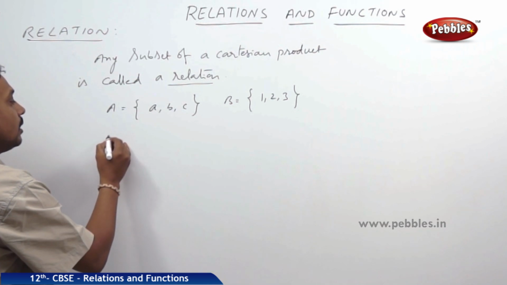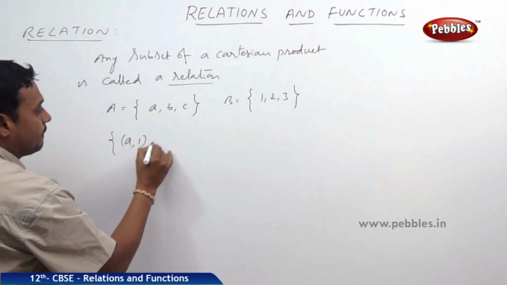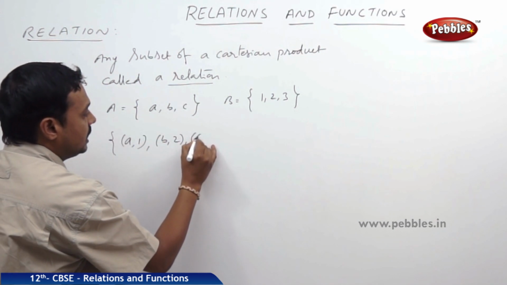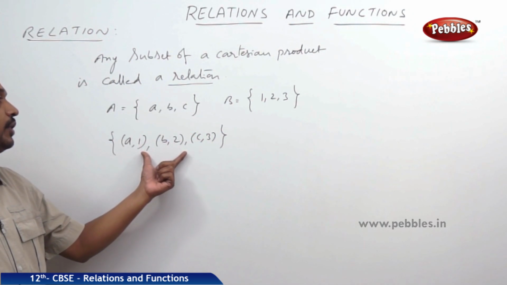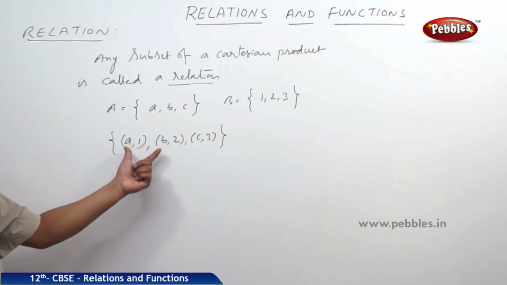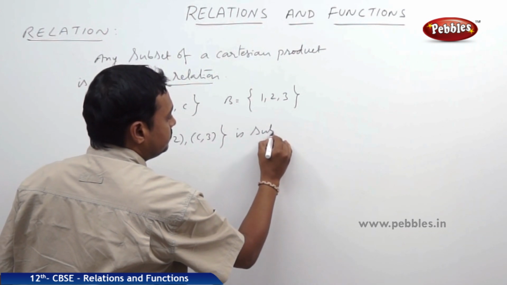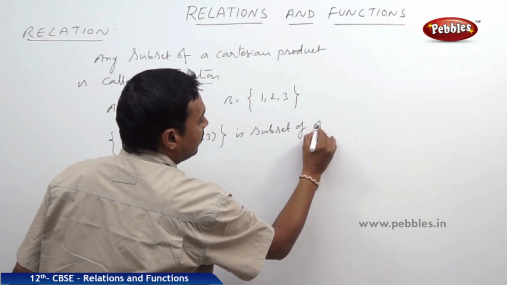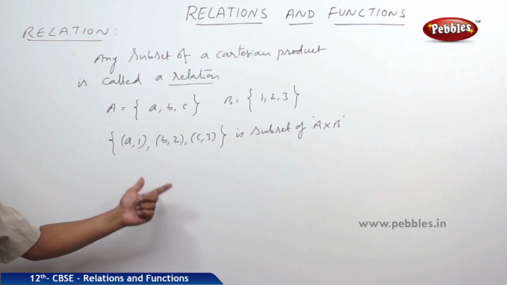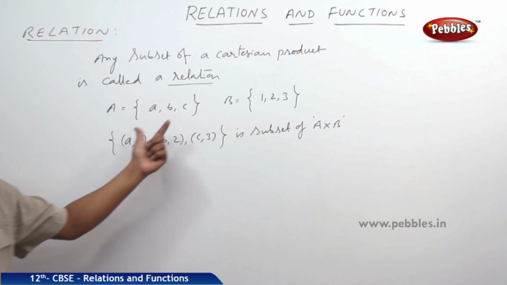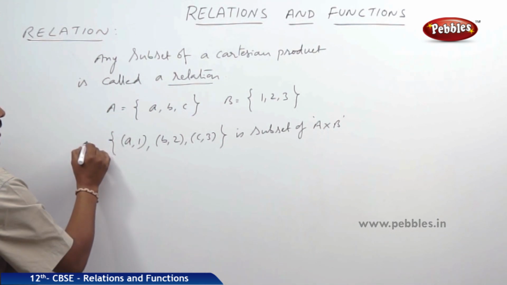Now, I am taking one set like this: (a,1), (b,2), (c,3). This is a subset of the given Cartesian product A cross B. It is a subset because these ordered pairs already belong to the set A cross B. Hence, it is a relation denoted by R.